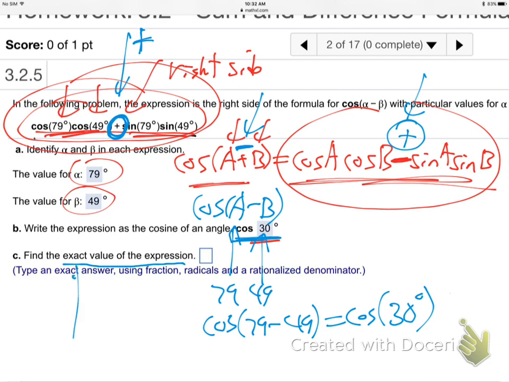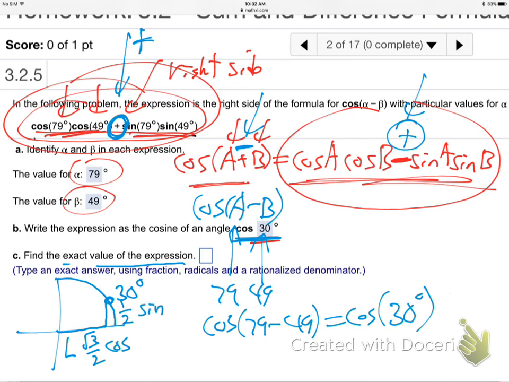So if I do that over here, 30 degrees, unit circle. Here's 30 degrees. Over and up, right? Over a large amount, root 3 over 2, up a small amount, half. Which one's cosine? Cosine's x. Sine is y. Always. Cosine, root 3 over 2. So the exact answer to cosine of 30 degrees is root 3 over 2. We're done.